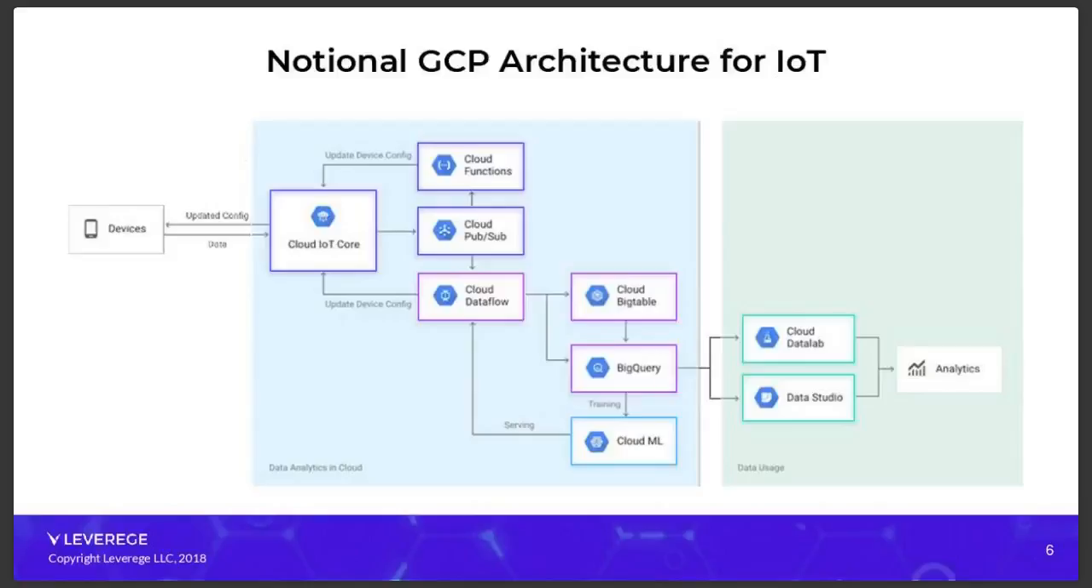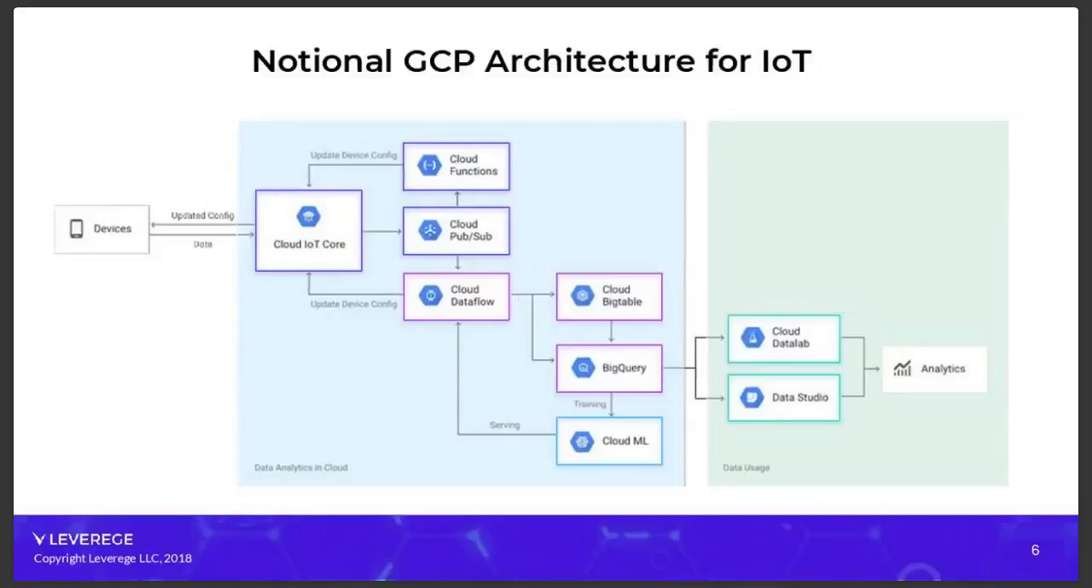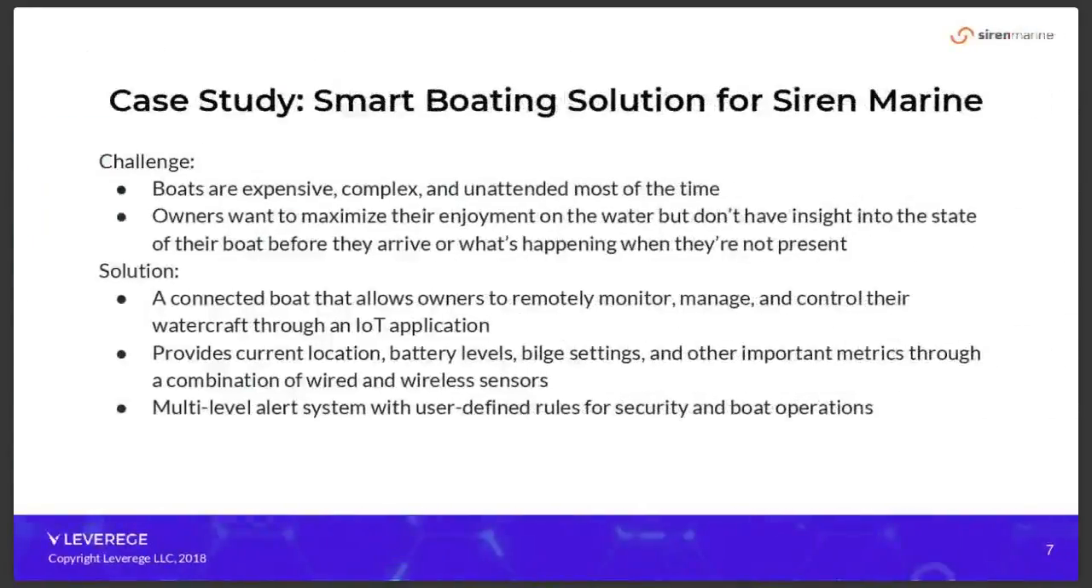Finally, on the very right, you have Cloud Data Lab and Cloud Data Studio. Data Lab is a managed instance of Jupyter. So if you're familiar with Python analysis, this could be a good way to collaborate online. And Data Studio is similar to Microsoft's Power BI. You can easily make dashboards that can be shared across different organizations. And now I'll hand it back to Eric, who can talk about our Siren Marine use case.